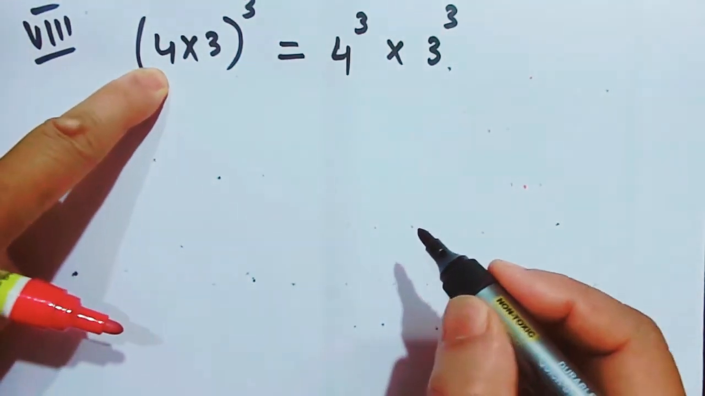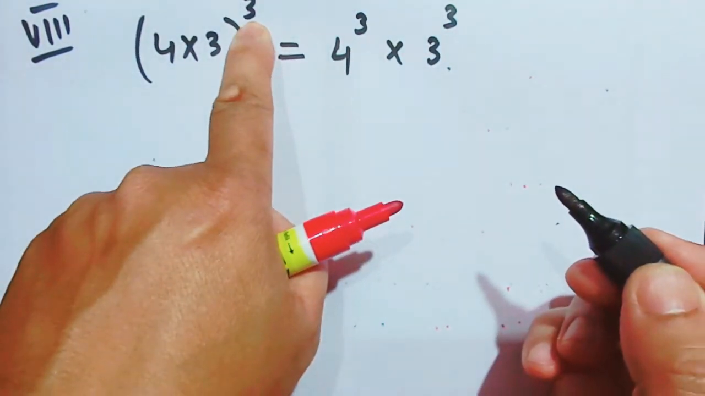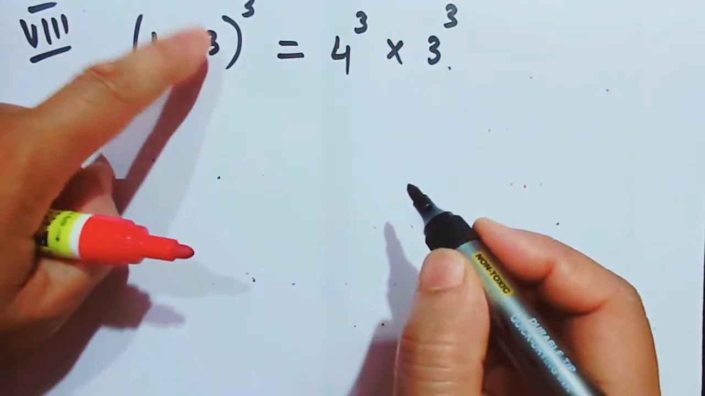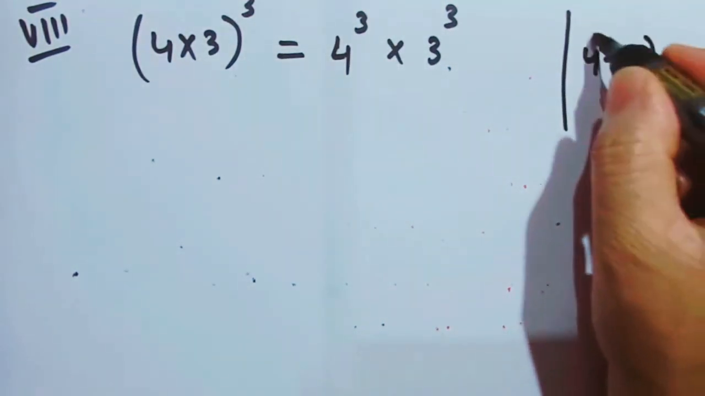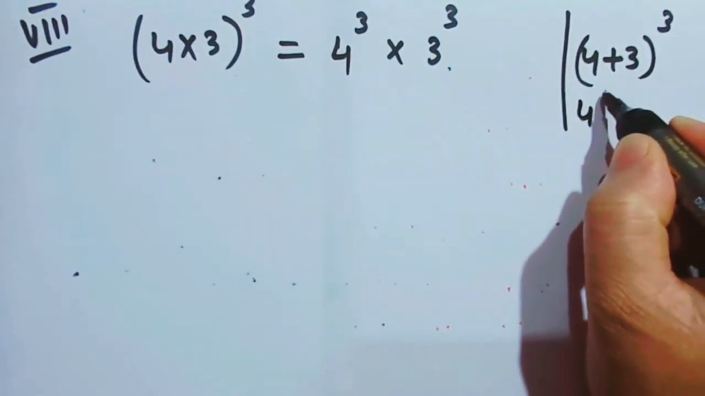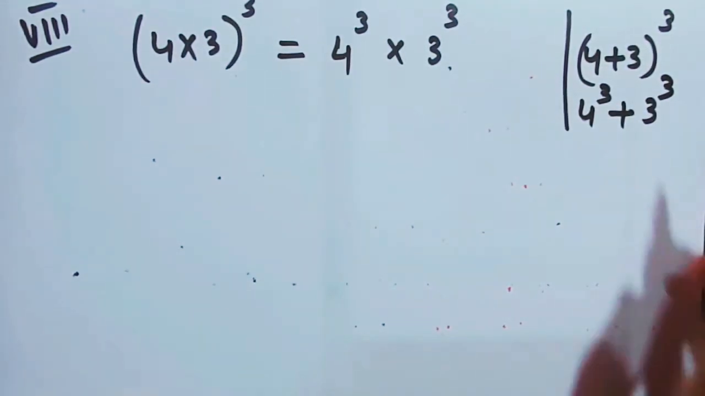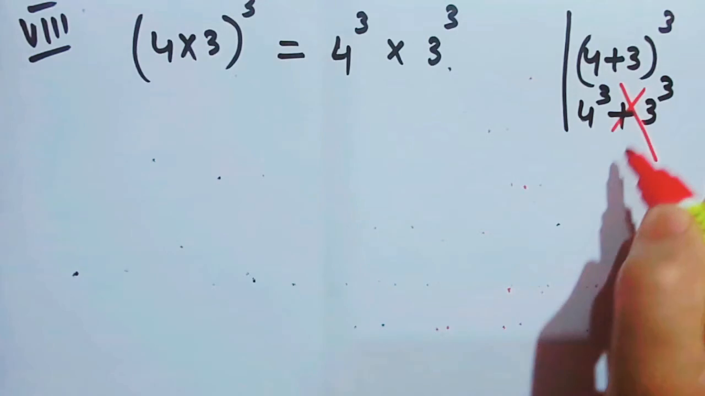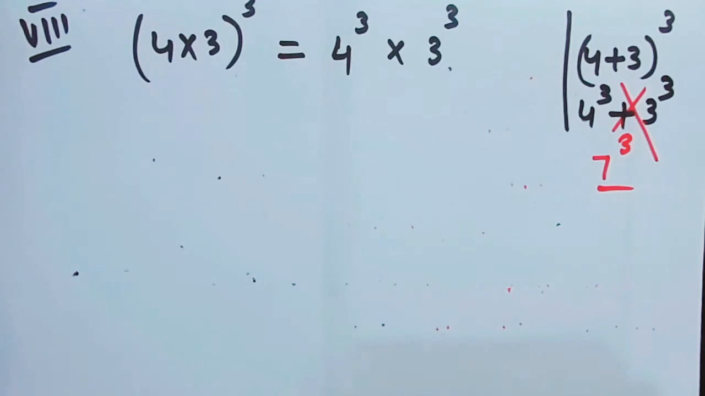I have broken it because here, since they are in multiplication form, this particular 3 became the power of both of them. If this had been in addition form, if 4 plus 3 to the power 3 had been there, you cannot break this as 4 to the power 3 plus 3 to the power 3. You cannot break this. However, you can add these two, 4 plus 3, 7 to the power 3, and you would find the answer yourself.